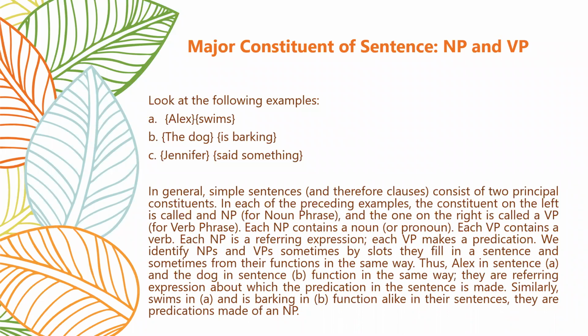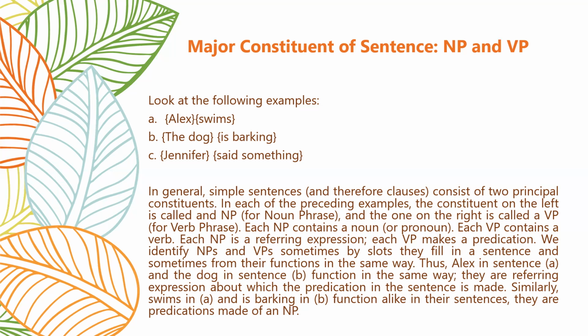So in general, simple sentences and therefore clauses consist of 2 principal constituents. In each of the preceding examples, that means in all these examples, example A, B, and C, you can see the constituent on the left is called the NP. I have already explained it. On the left, Alex, the dog, Jennifer, they are the noun phrase. And on the right side, you can see there is a VP, that's a verb phrase, that is swims, is barking, and said something.